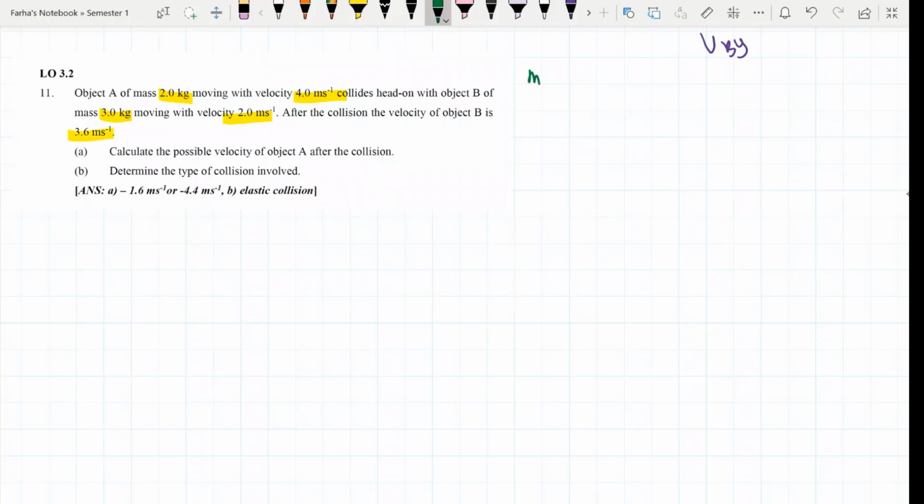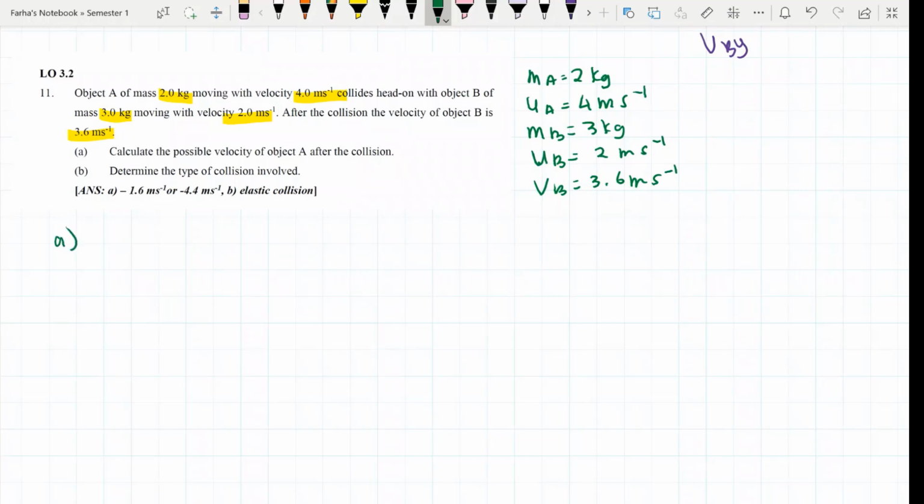We have mass A 2 kg, UA 4 meter per second. Then we have mass B 3 kg. Then we have initial velocity B is 2 meter per second. So after collision, VB will be 3.6 meter per second. Now A, calculate the possible velocity of object A after collision.